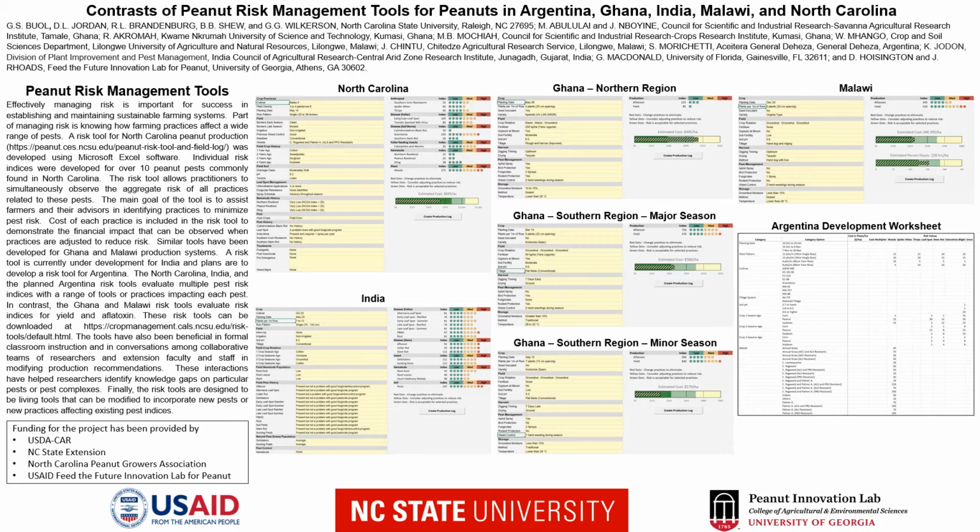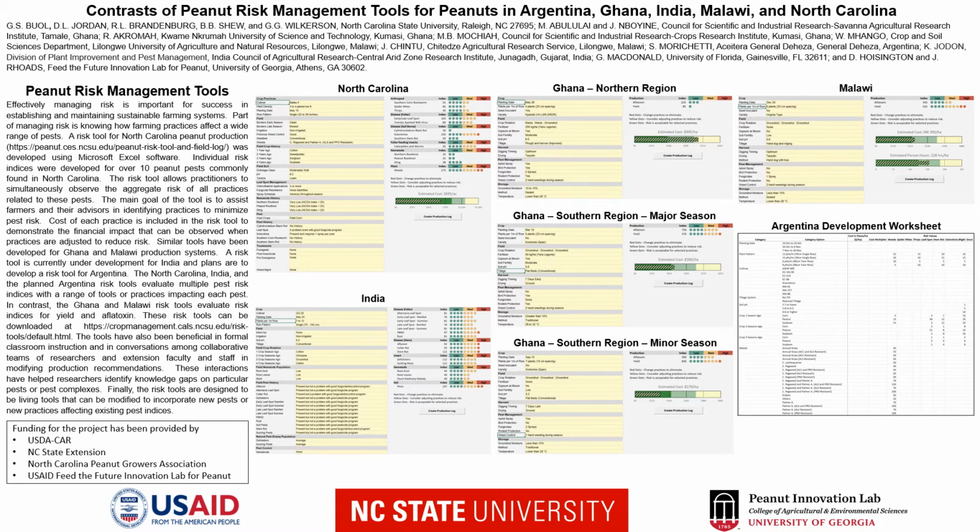The Malawi and Ghana risk tools focus on management practices and how they impact yield and aflatoxin contamination. To evaluate potential aflatoxin risk, practices associated with drying and post-harvest handling and storage are included. For Ghana, 3 risk tools were developed to account for the northern production region and the 2 production seasons in the southern region. In addition to evaluating management and pest risk to yield, each of the developed risk tools provides information on the cost associated with selected production options.